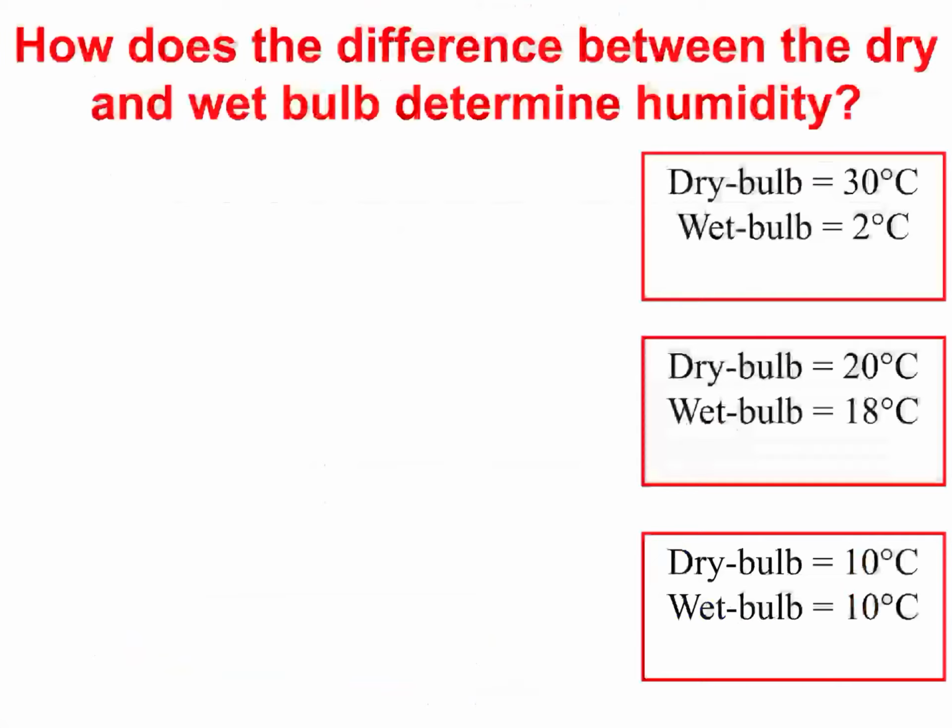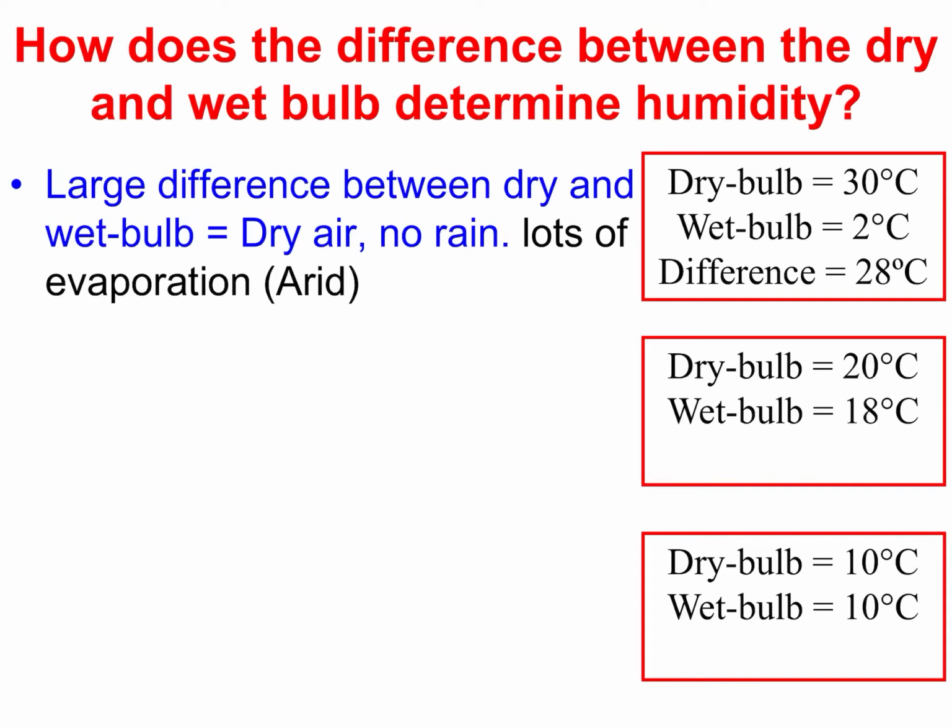All right. Couple more practice problems down here. So now we're on the bottom section of your note sheet. How does the difference between dry bulb and wet bulb determine humidity? So take a look. Remember what we said. They have to be equal. The closer the dry bulb and the wet bulb are together, the more likely you are to have rain. So here the difference is 28 in your first example. They are definitely not equal, so you are not going to have rain. It's going to be very dry.